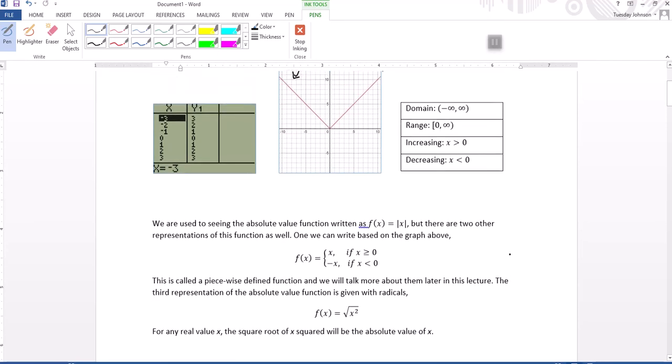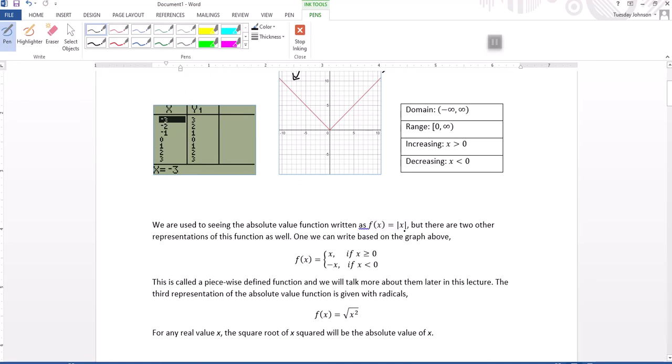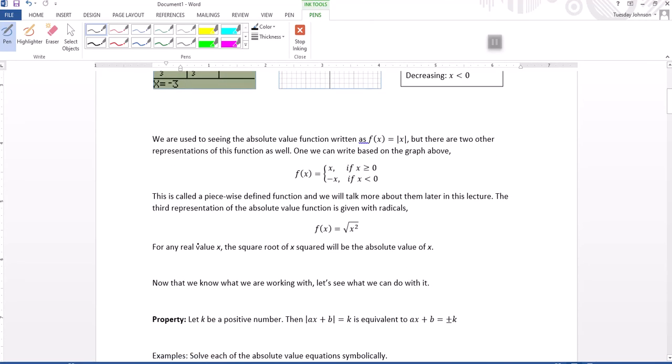The third representation, other than just the symbol that we're used to and the piecewise defined function that is more mathematically acceptable, is a radical interpretation. When x is any real number, and we take the square root of x squared, this is the absolute value of x as well. This one is not quite as well recognized, and I don't think we emphasize it quite enough in classes, but that's a good one to keep in mind.